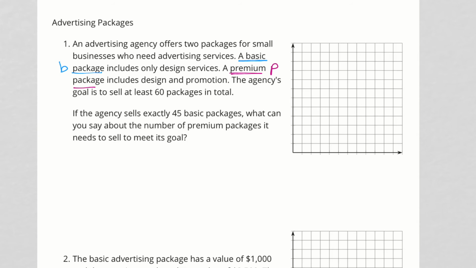What's our goal here? At least 60 packages. Okay, so at least 60 packages. So, what's my inequality going to look like here? B plus P is greater than or equal to 60. Okay, so B plus P is, you said, greater than or equal to 60. I would agree with that. Okay, so now we need to graph it.